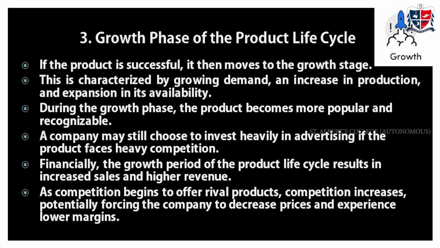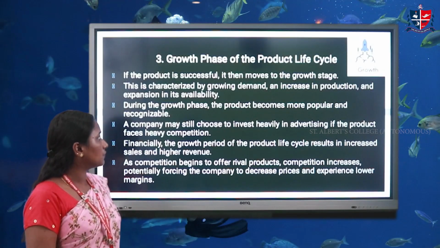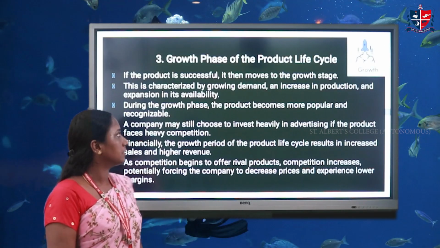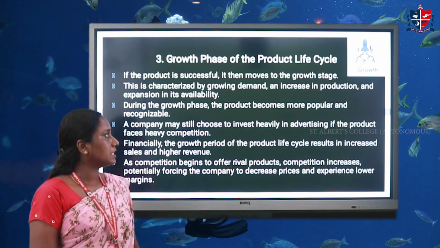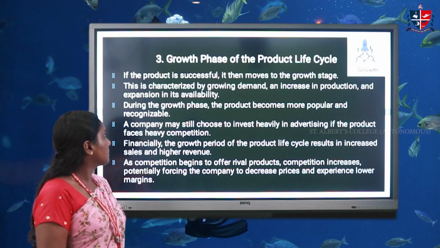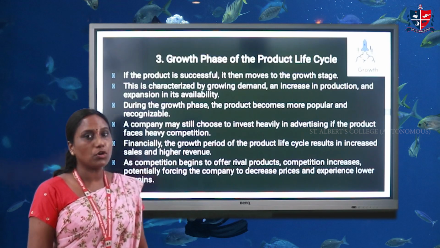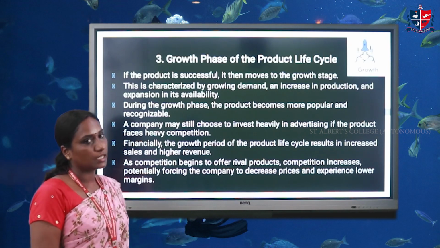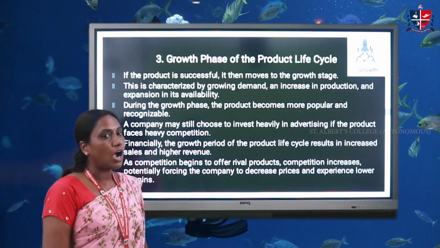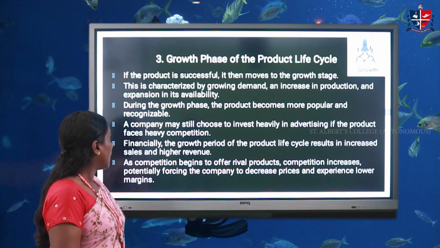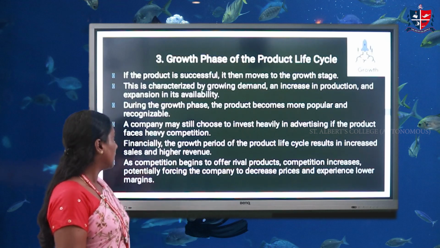Third one is the growth phase of the product life cycle. If the product is successful, then it moves to the growth stage. This is characterized by growing demand, increased production, and expansion in its availability. During the growth phase, the product becomes more popular and recognizable. A company may still choose to invest heavily in advertising if the product faces heavy competition during this growth stage.